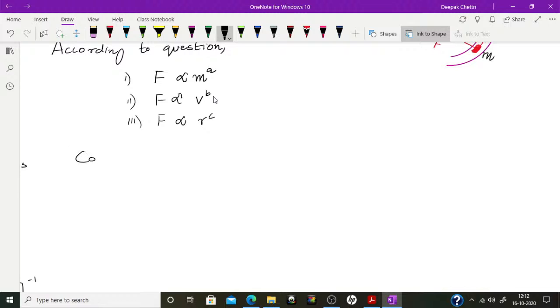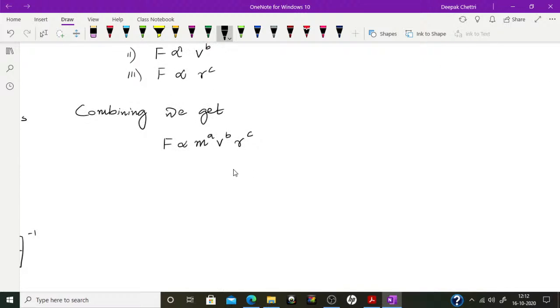So let us combine all of them. Combining, we can write F is directly proportional to m to the power a multiplied with v to the power b, r to the power c. I hope that is clear to you. Now we need to find the value of a, b and c. That's very simple. Once we get that value, it's done, right? So how to do that? We have to compare the dimensions again. Understand? So what is the term on the left? It's force, right?